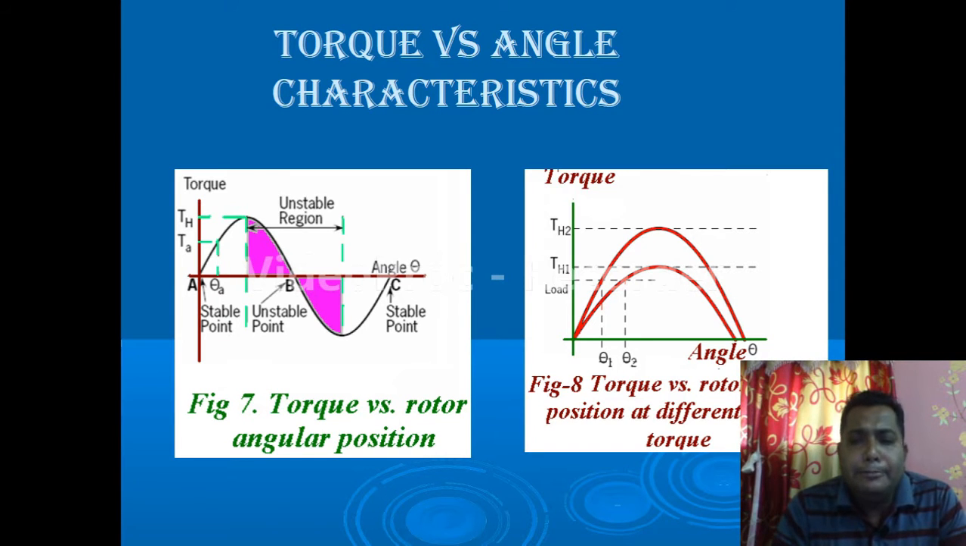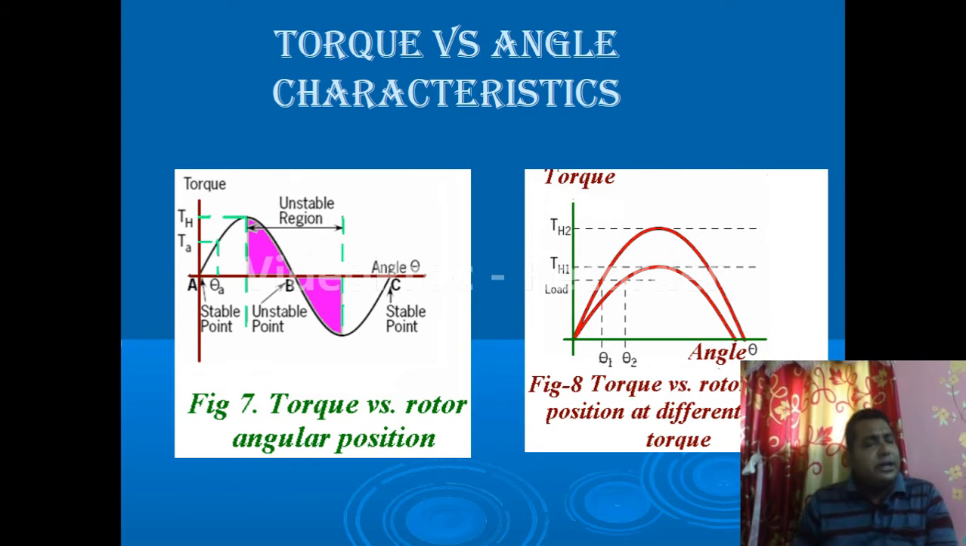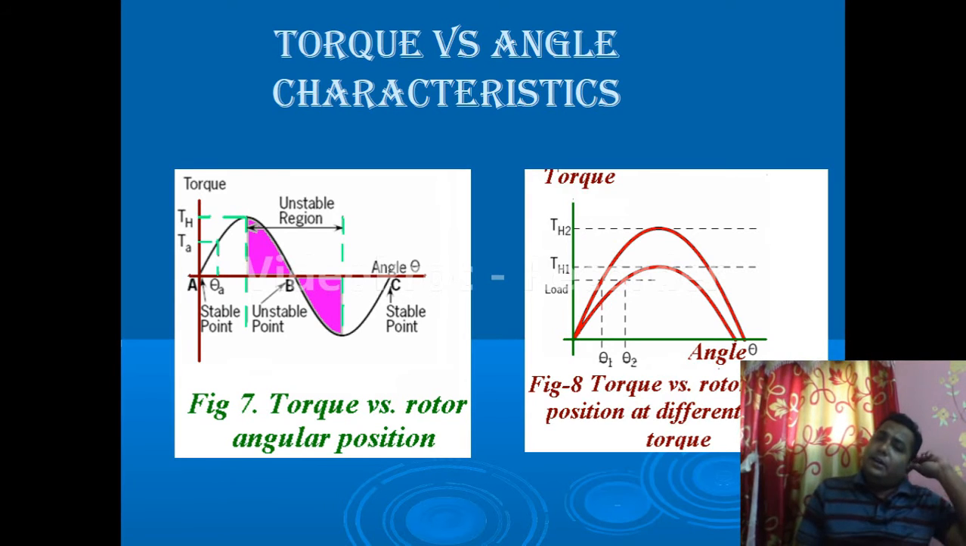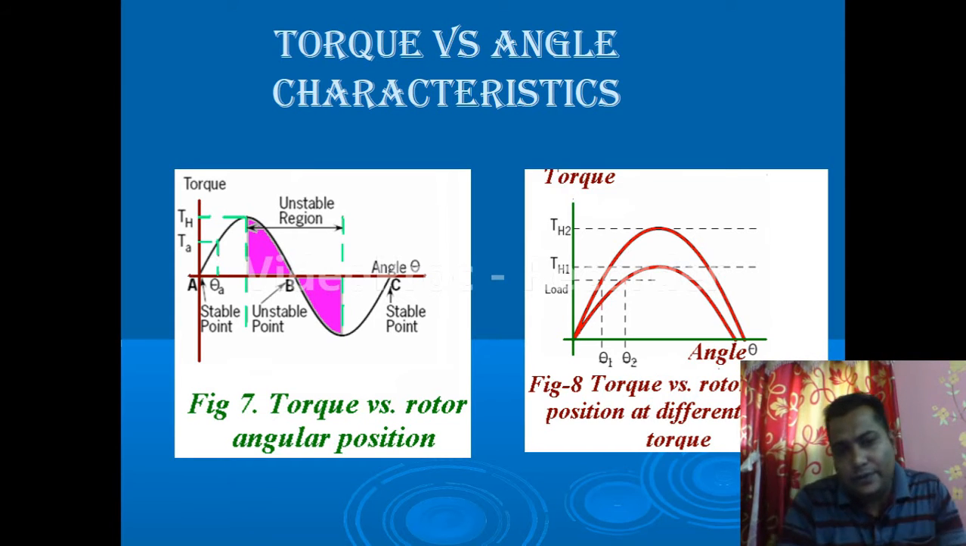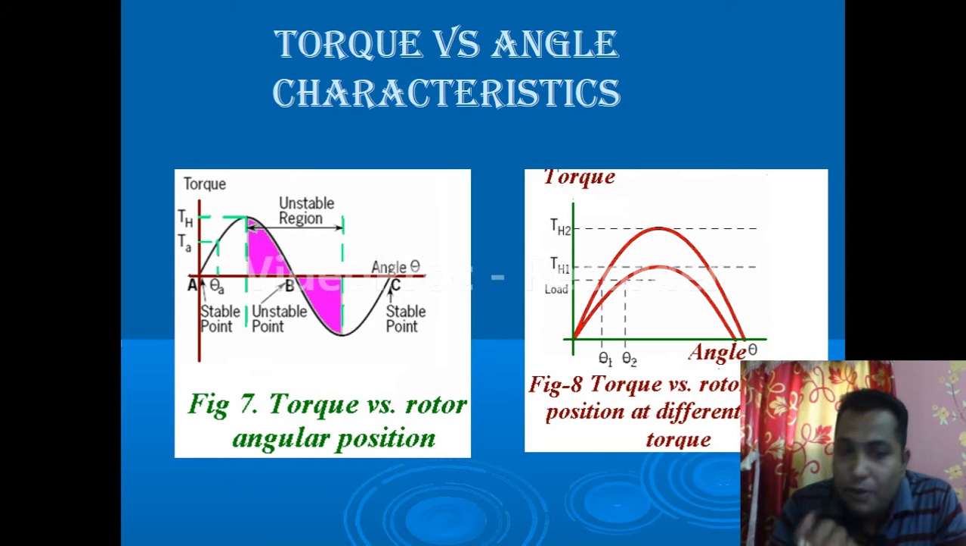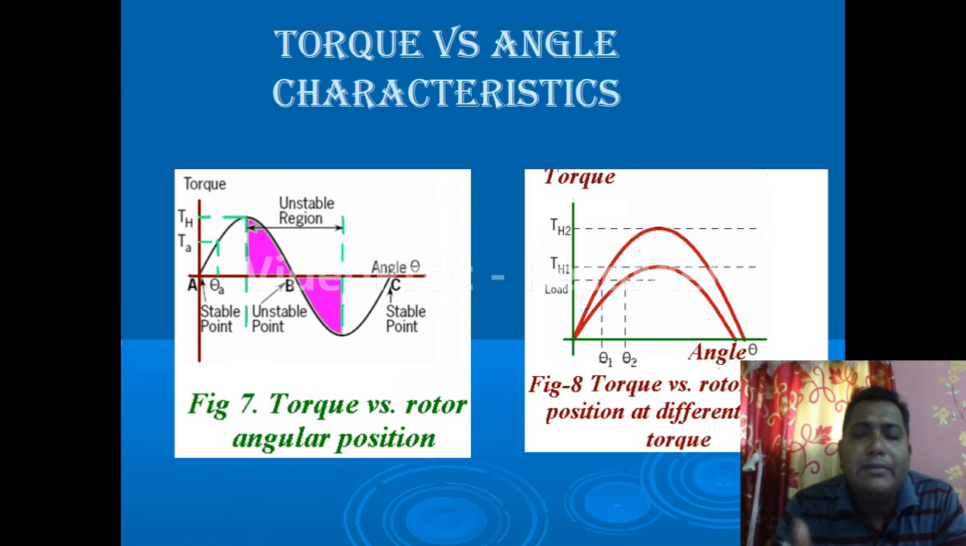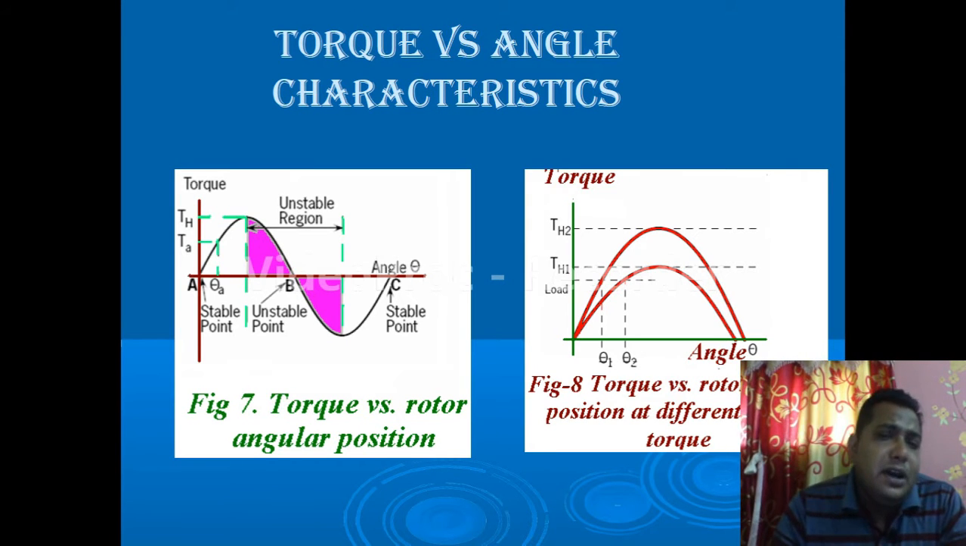Okay, now this is the torque versus angle characteristic. As we can see, on the x axis we have taken the angle theta, and on the y axis we have considered the torque. But why, instead of representing a single characteristic between torque and angle, have we taken two characteristics over here? There are different reasons. One is explaining the whole concept of the stepper motor, and the other is that different holding torque levels are represented over here.